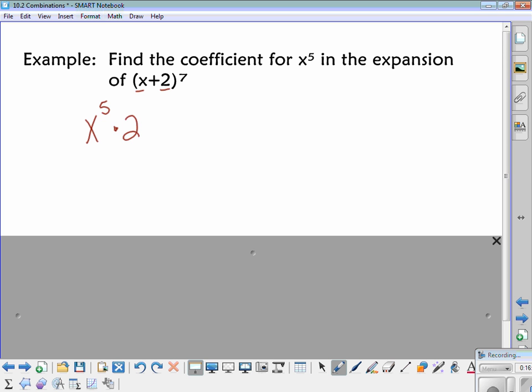What do the exponents have to add up to? They have to add up to 7. So 5 plus 2, right? So it has to be 2 squared. And then I know that I've got a total of 7, so 7 choose 2. Because remember we talked about how those match also.